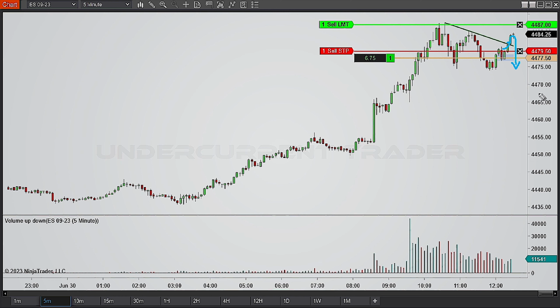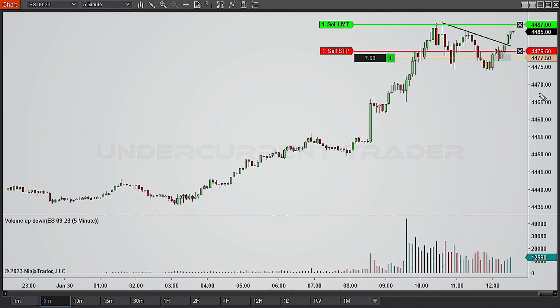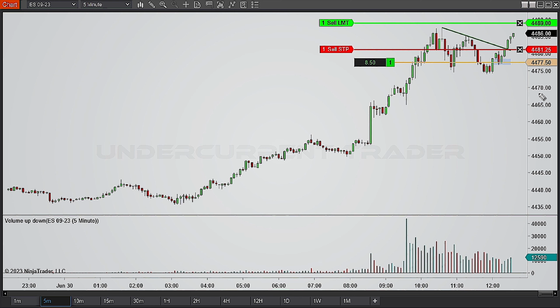Additionally, there may be instances where the breakout is followed by a pullback rather than a continued upward trend, leading to potential losses if the trader does not have a clear exit strategy.